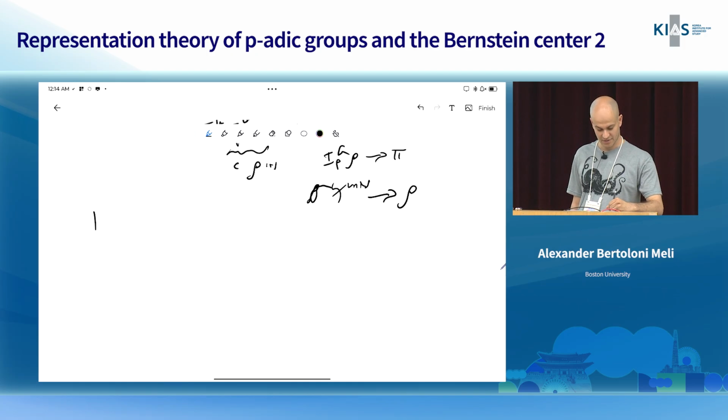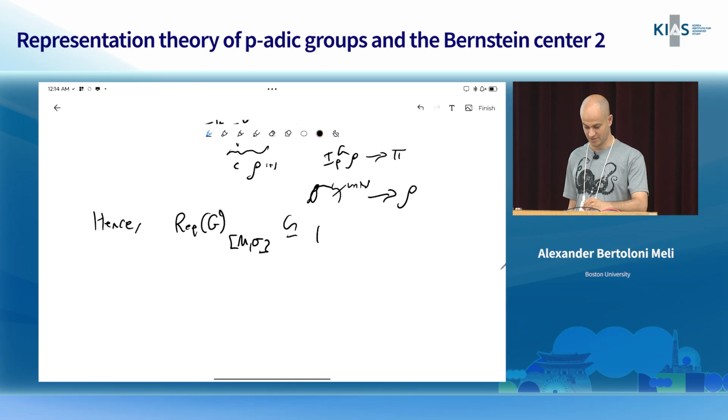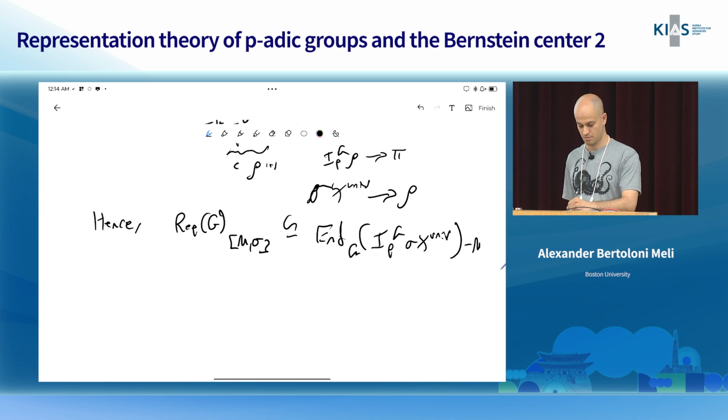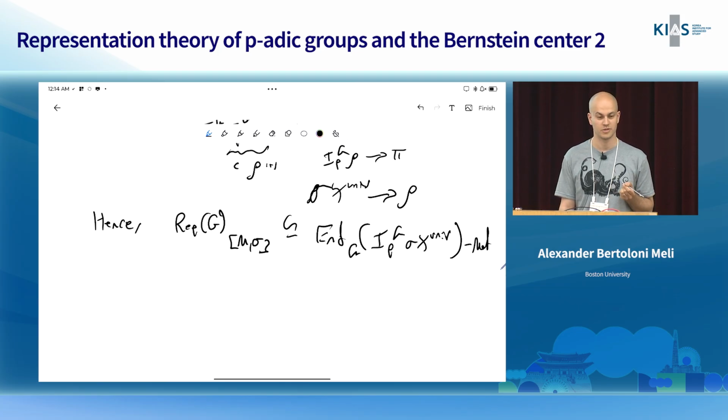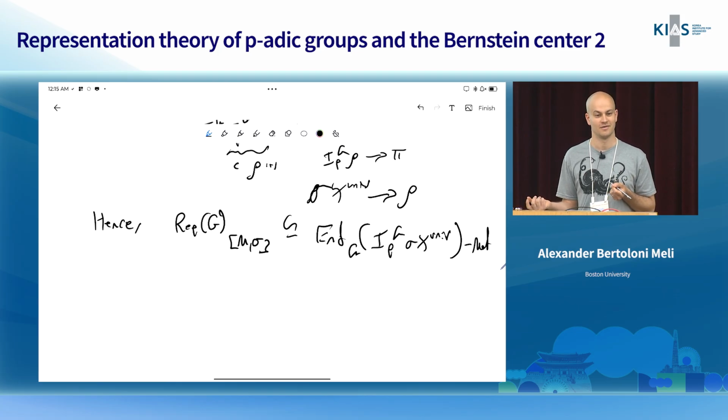Okay. So what is some corollary of this? Some corollary is that rep G M sigma is equivalent to the category of modules over the endomorphisms of this projective generator. And a priori, it may not be so obvious what these endomorphisms look like, but here is the following claim.